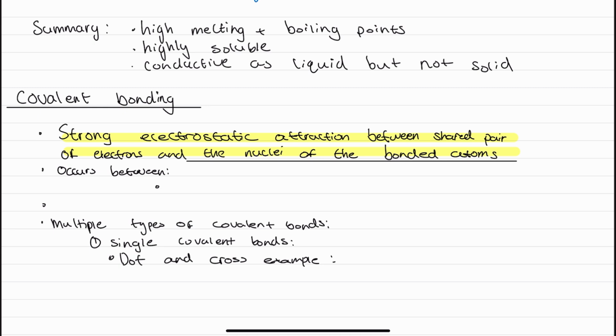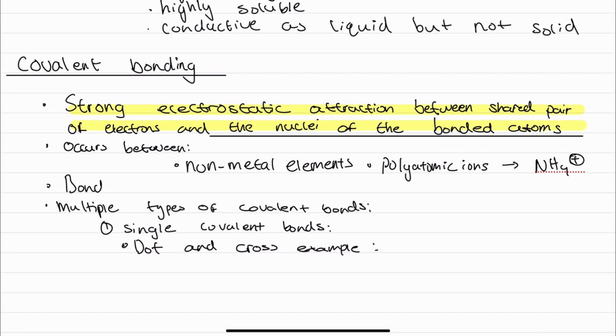It occurs between non-metal elements and polyatomic ions, such as ammonium. So an important point for covalent bonds is that the bonds are localized. What does this mean? This means that they only act between 2 atoms. Now, this is a difference between ionic and covalent bonding.